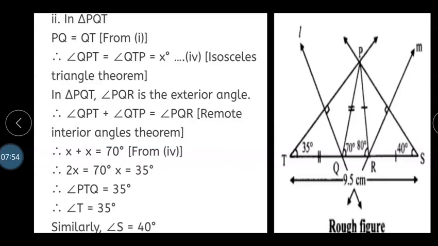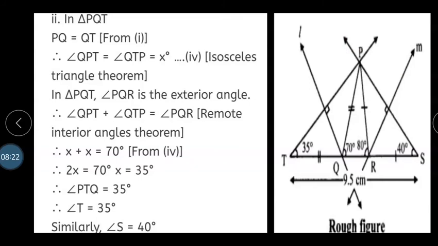As we have assumed them X, so X plus X is equal to 70 degree. Adding up, we get 2x is equal to 70 degree. Dividing both sides by 2, we get x equal to 35. Both the angles, that is these two angles, will be measuring 35 degree. Similarly, we can prove for this triangle, that is triangle PRS.